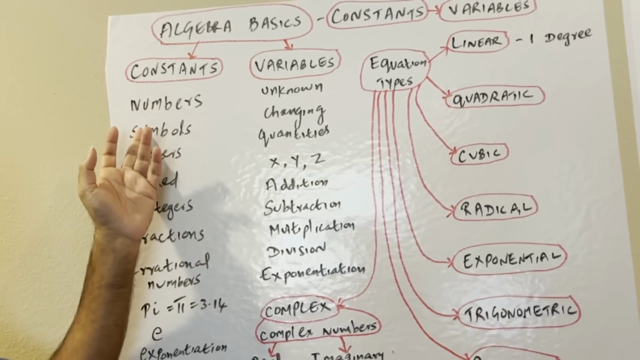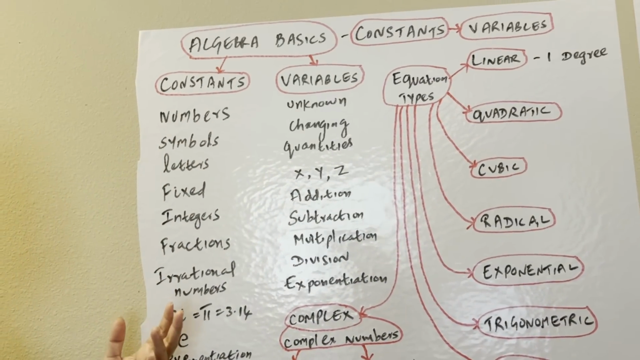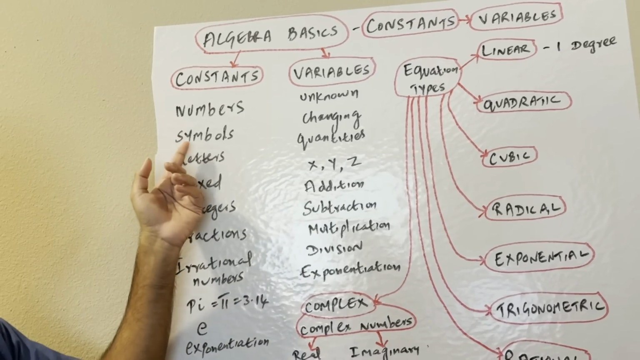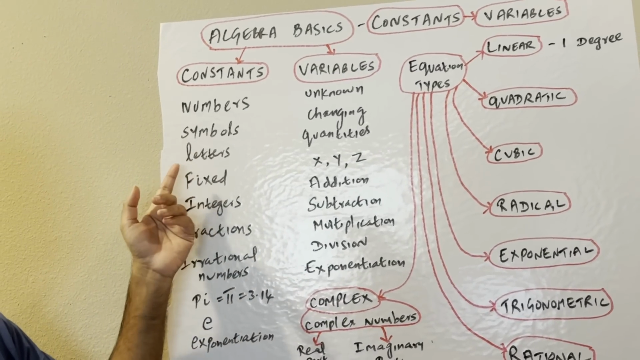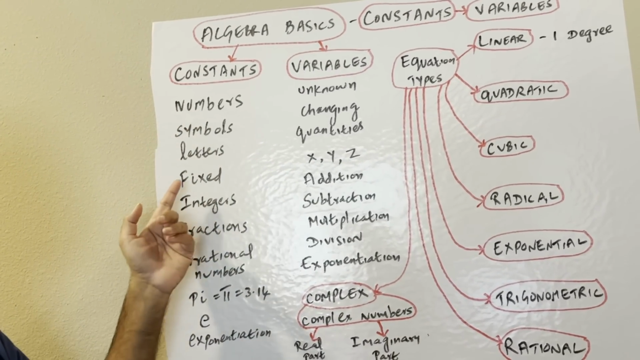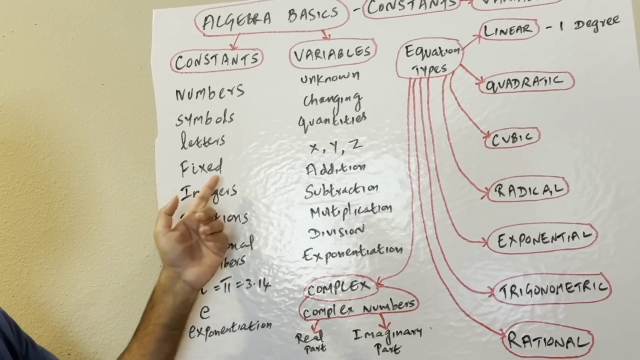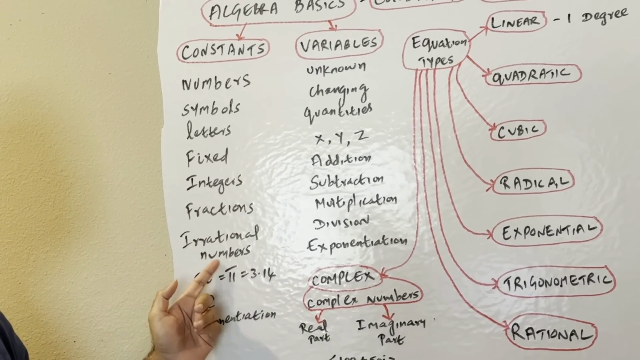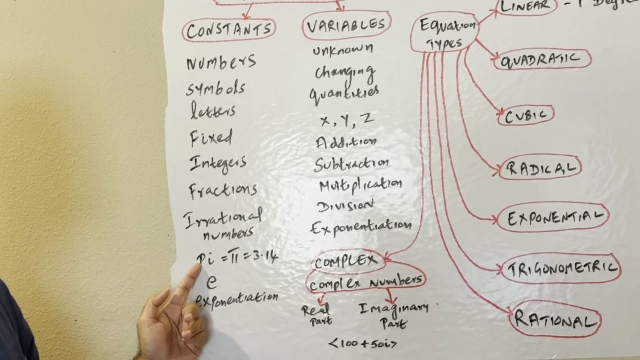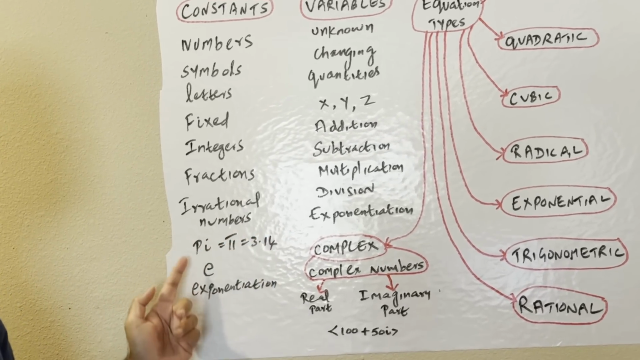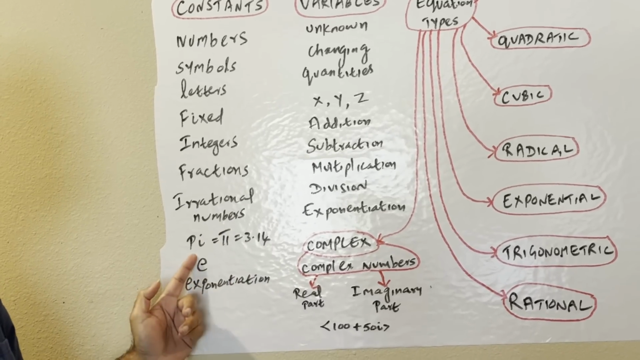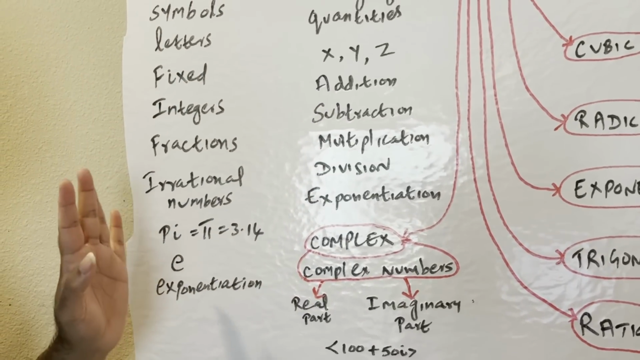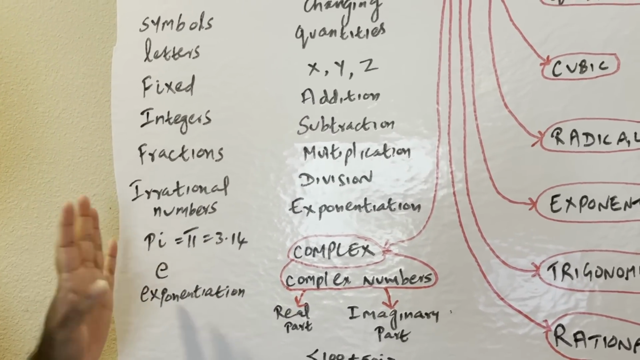Let's see, what is a constant? The English word constant means something stable. Numbers, it can be symbols, letters A to Z, 0 to 9 numbers, fixed, not changeable. Integers, fractions, irrational numbers. Pi from geometry, 3.14, is a constant. E, exponentiation. So all these are constants that will not change in any program or over time.